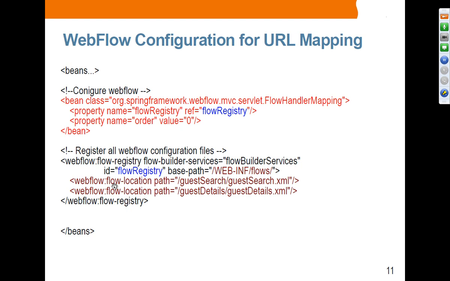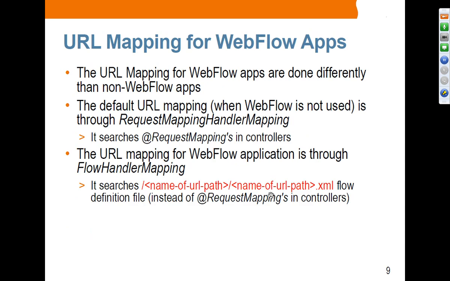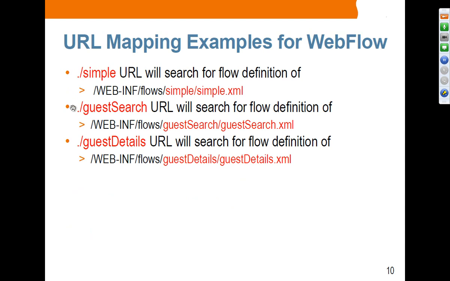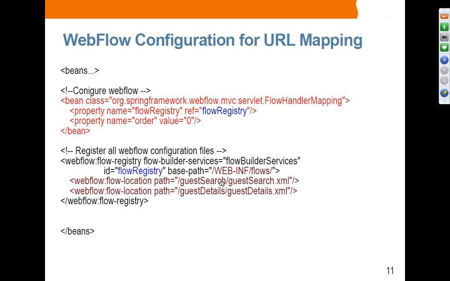And then we have two flow definition files. One is guest search.xml, and the other one is guest details.xml. This is how the URL will end up trying to find the guest search.xml file from here, because this is set as the base path here. So that's how WebFlow is configured, along with information about where the flow definition files are located.